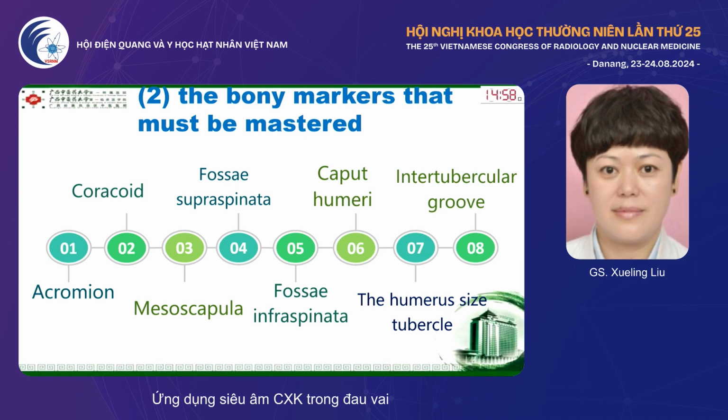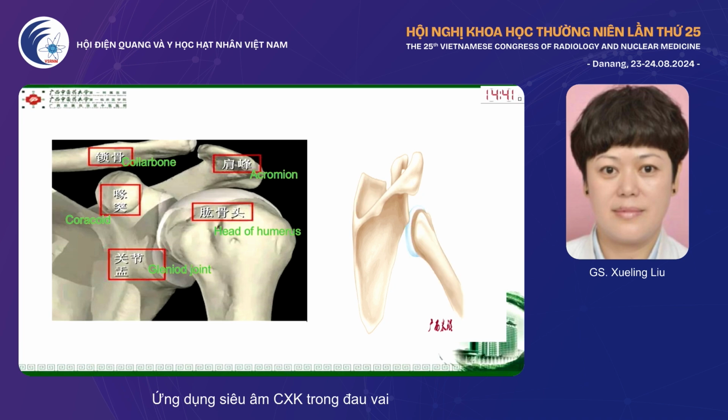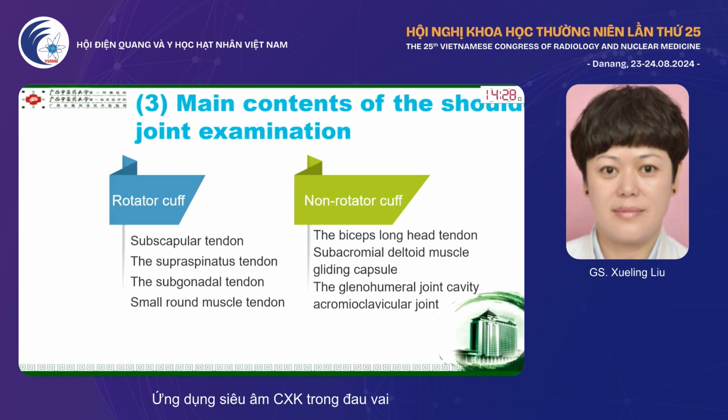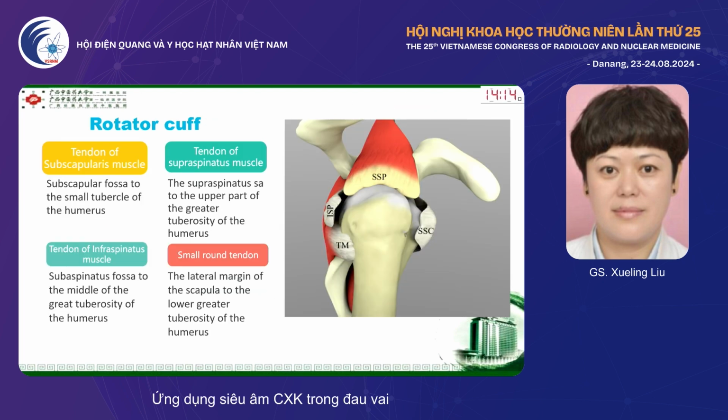In the shoulder examination, there are bony markers that must be mastered, such as the acromion and coracoid process, for example, the clavicle, acromion, coracoid process, and head of the humerus. The main contents of shoulder examination include the rotator cuff and non-rotator cuff. The rotator cuff includes the tendons of the subscapularis muscle, supraspinatus muscle, infraspinatus muscle, and teres minor.